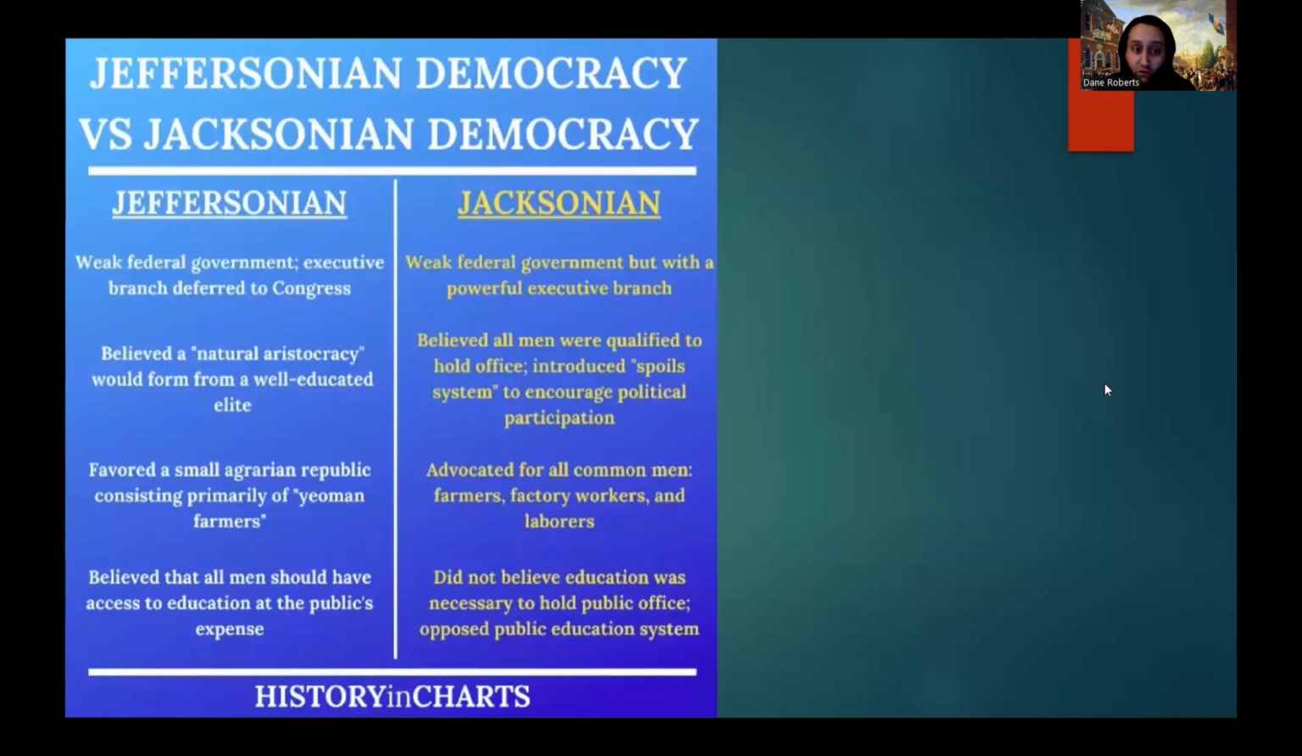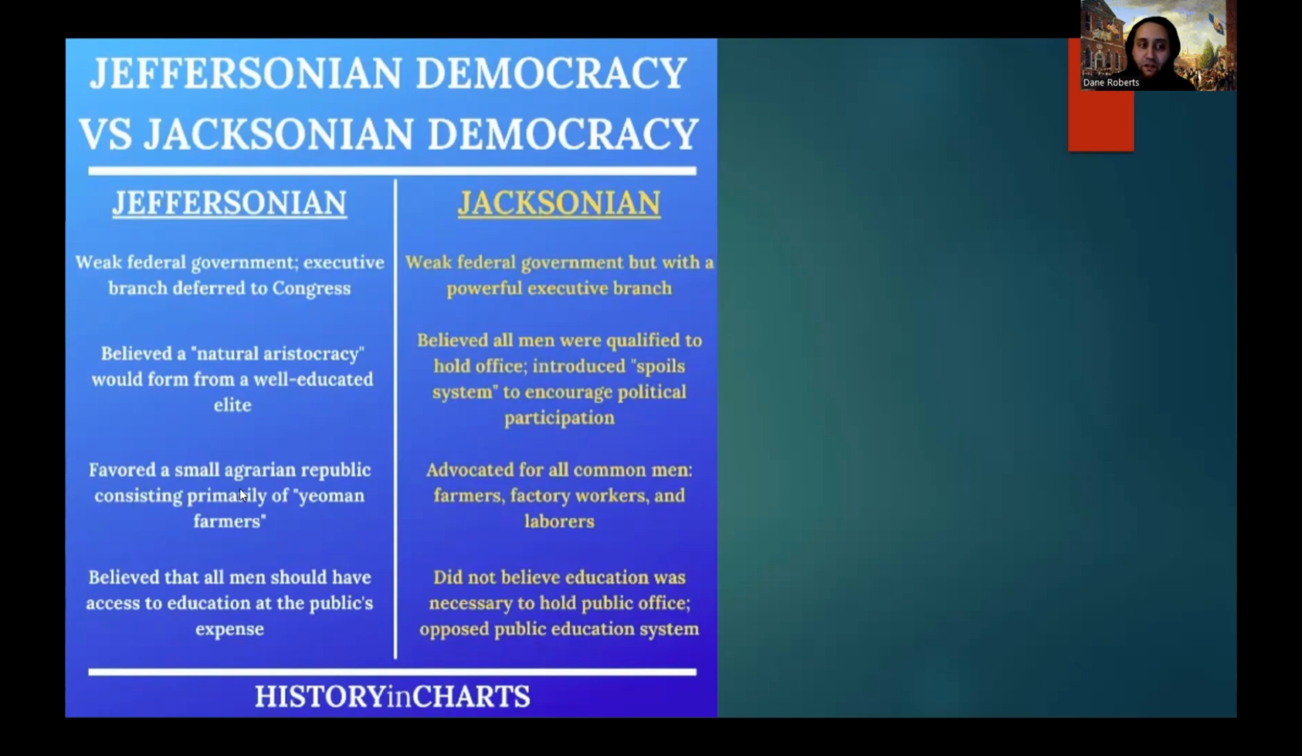And here's just a quick overview of the differences between Jacksonian democracy and Jeffersonian democracy. Jeffersonian democracy wanted a weak federal government with the executive branch deferring to Congress. However, Jacksonian democracy wanted a weak federal government, but with a powerful executive branch. Jeffersonian democracy believed a natural aristocracy would form from a well-educated elite. Jacksonian democracy believed all men were qualified to hold office and introduced the spoils system to encourage political participation. And we'll talk about that in just a little bit.